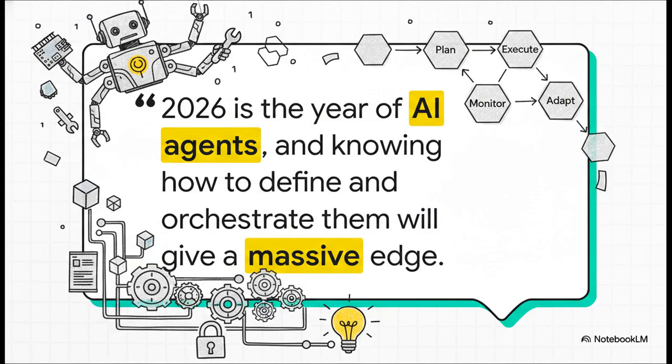The skill of building and orchestrating AI agents is quickly becoming table stakes for developers. We're really moving beyond the era of just simple Q&A bots and into a new world of creating autonomous systems that can actually solve complex, real-world problems.